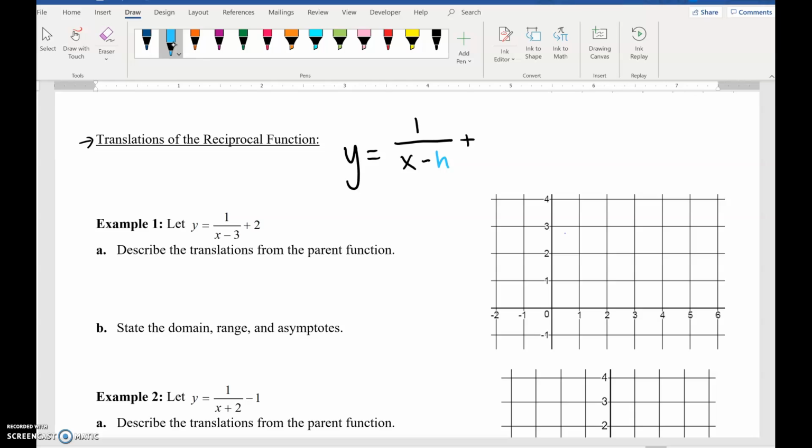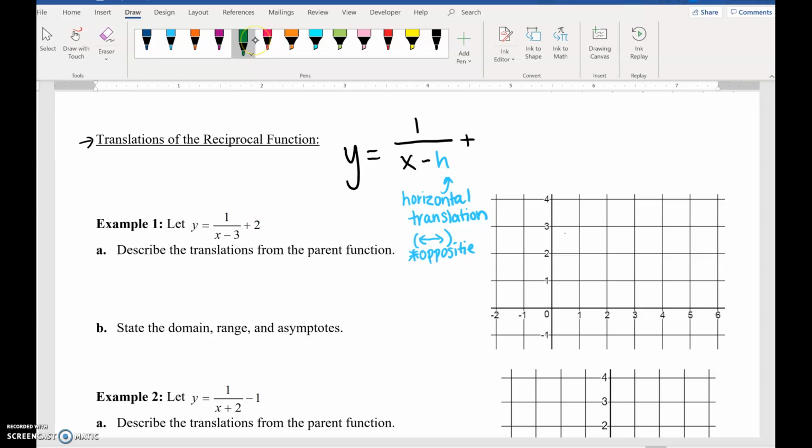So the h value, just like before, is going to be our horizontal translation. And one way to remember is h stands for horizontal. So it's going to be moving it left or right. And one thing to really remember is that it's opposite of what we see.